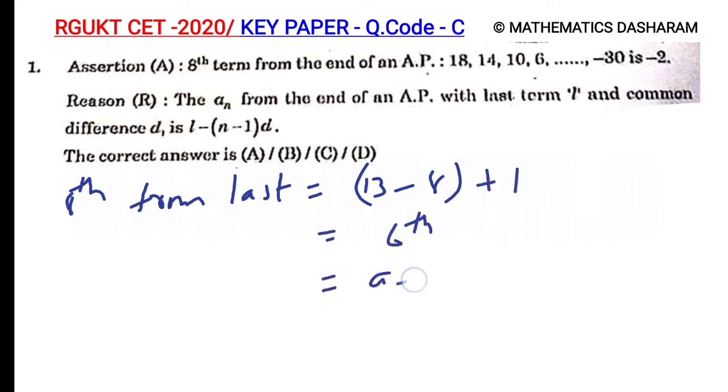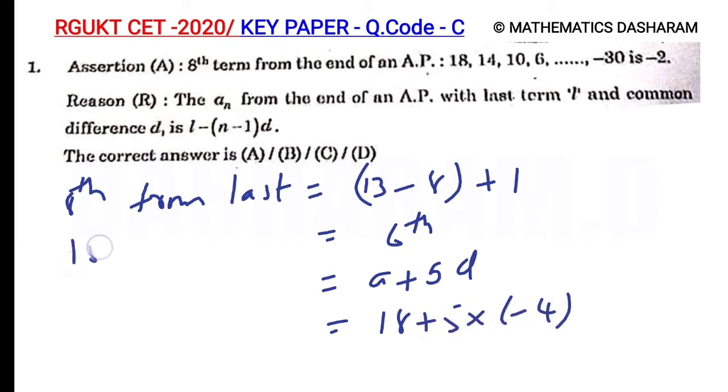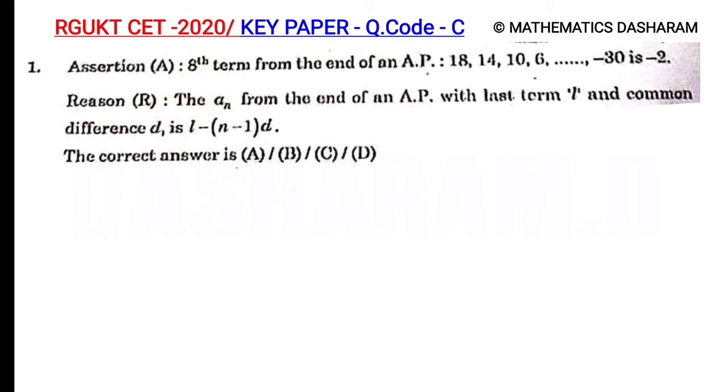So, the sixth term is A plus 5D. The A value is 18, 5 into the D value, minus 4. So, 18 minus 20 is minus 2. So, the eighth term from the last is minus 2. So, the assertion is correct. Next, the reason.